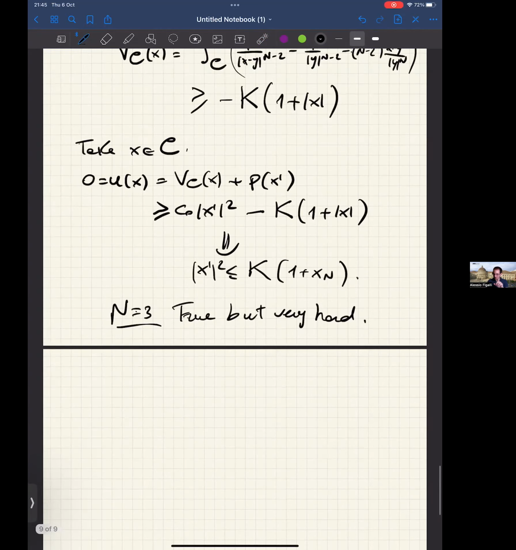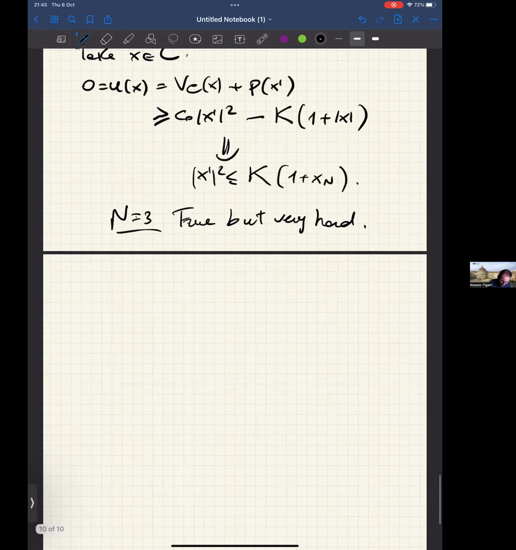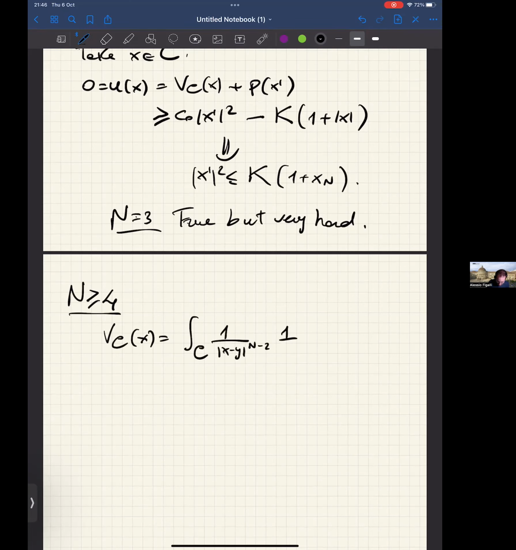Okay, now this is not the only difference. We are not done. So now the key point is that if you're in dimension n greater or equal than 4, now we'll try to conclude the proof for n greater or equal than 4. You will see it comes very nicely. You can write your VC of x as the integral over the contact set. So up to a constant, it is 1 over x minus y to the n minus 2, minus 1 over y to the n minus 2, minus n minus 2 x dot the integral over the contact set of y over y to the n.